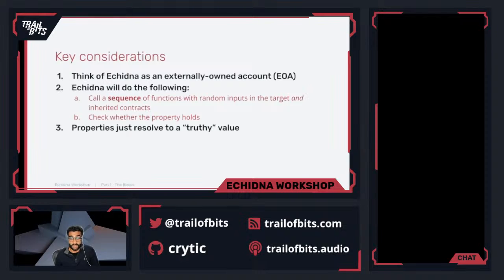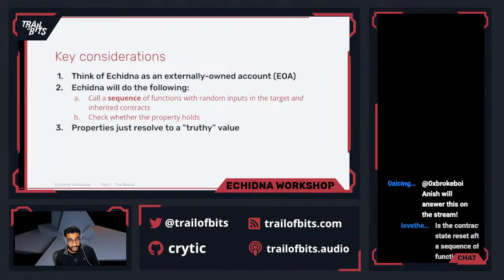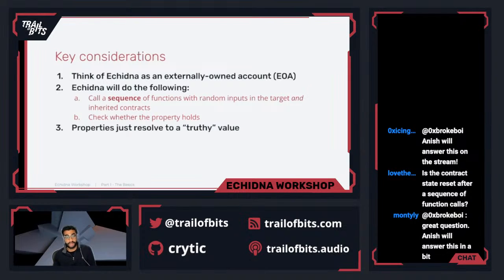And so, okay, Echidna calls a sequence of functions with random inputs on the target, and then it'll check whether the property holds. So it's basically a two-step process. Echidna will call a bunch of stuff. That's the fuzzing part. And then the property testing part is saying, okay, is the thing that the human asked me to check still valid? If so, great. If not, I'll let them know.